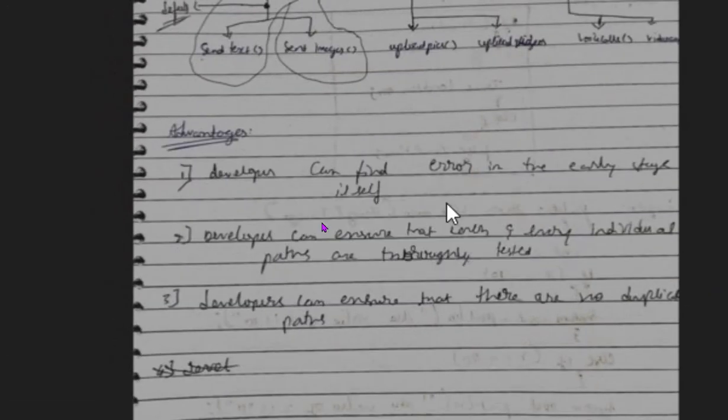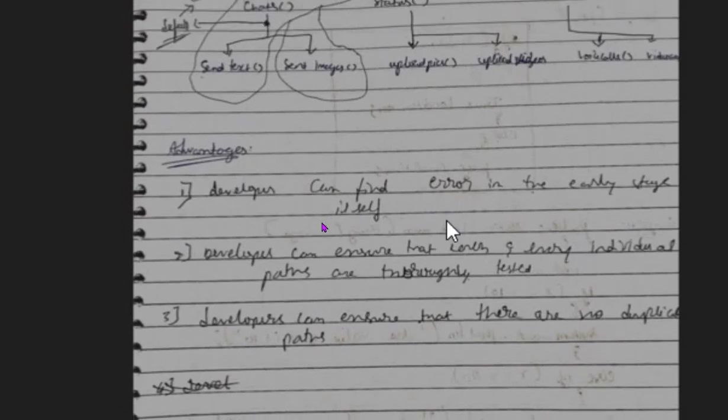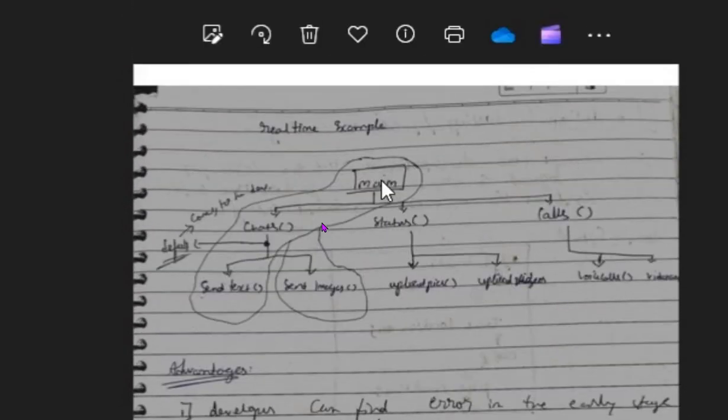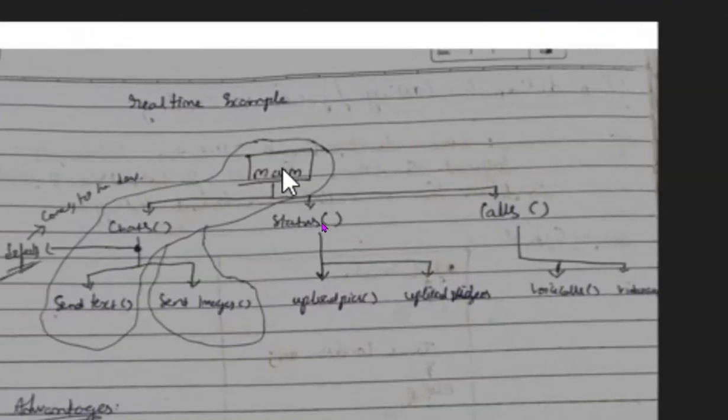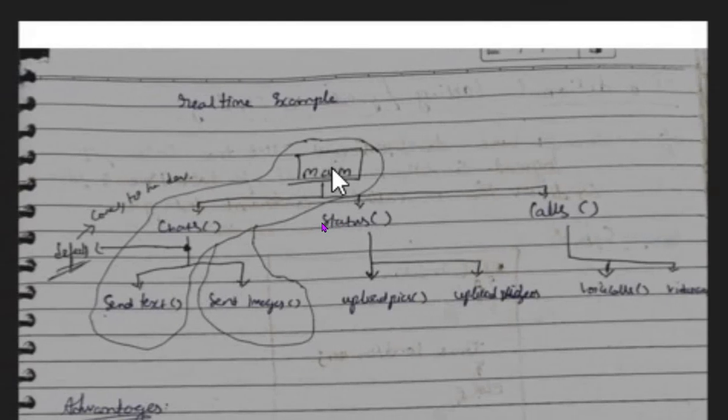See, this is a real-time example for path testing. Let me take the main function only, because otherwise it will be a little confusing. Or you can take WhatsApp also. In WhatsApp, chats are present, status is present, and calls are present. So, for example, sending a message is not working.